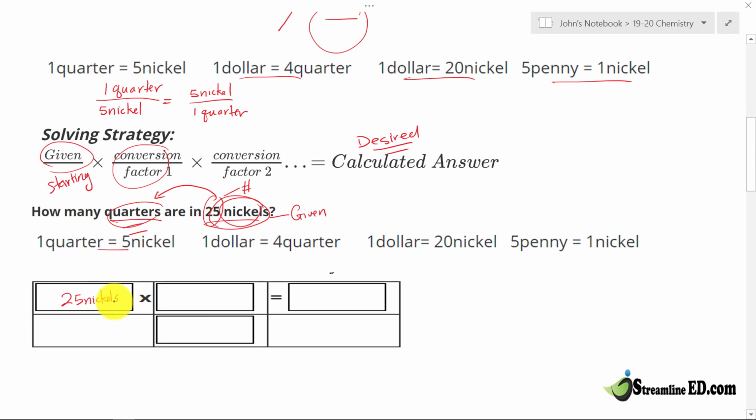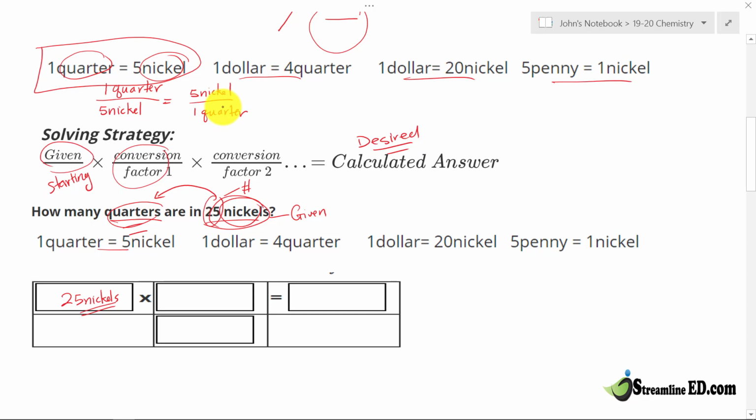Now, think about it. What is the conversion factor that we are going to use? Well, first of all, it needs to have nickels in it, right? And the best conversion factor, of course, will have nickels and quarters in it. In this case, which one has quarters and nickels in it? Well, this one has quarters and nickels in it. Here we have the nickel, and here we have the quarter. And we are going to multiply by that conversion factor. And how do you know which one to multiply? This one or that one?